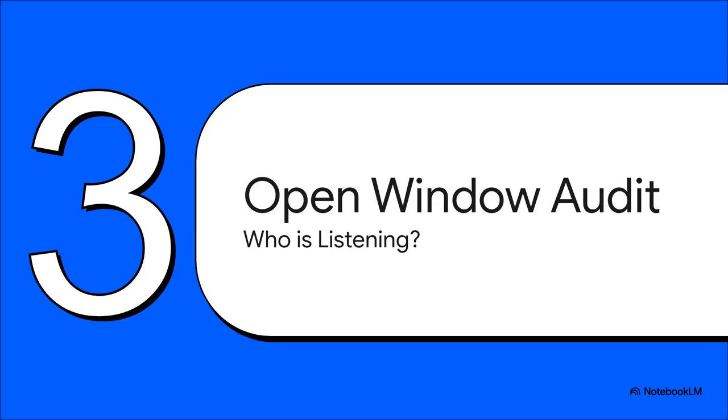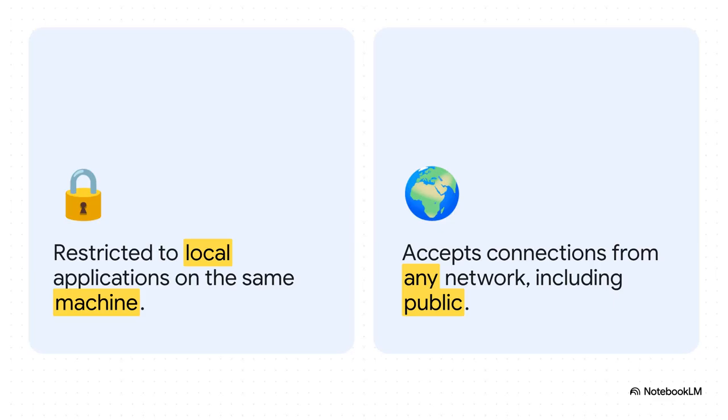Section 3, the open window audit. Who is actually listening? Next time you spin up a server, you've got to check how exposed you really are. Look at this massive contrast. Binding to 127.0.0.1 is incredibly secure because it restricts access entirely to local apps on that exact same machine. But binding to 0.0.0.0, which you might know as INADDR_ANY, well, that tells your program to listen for connections on literally every single available network interface.